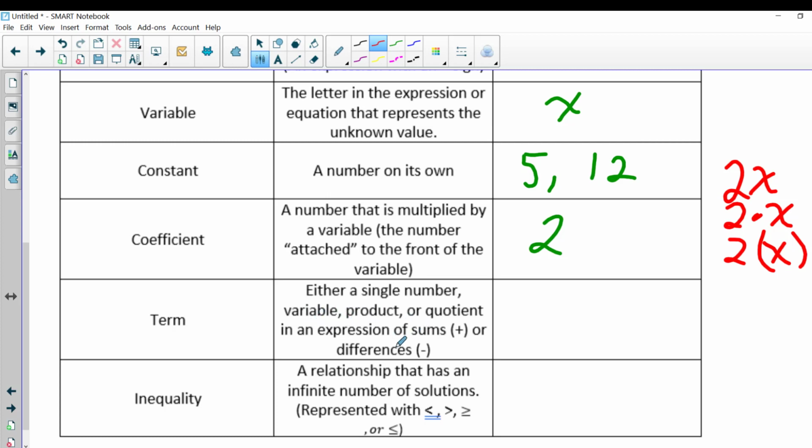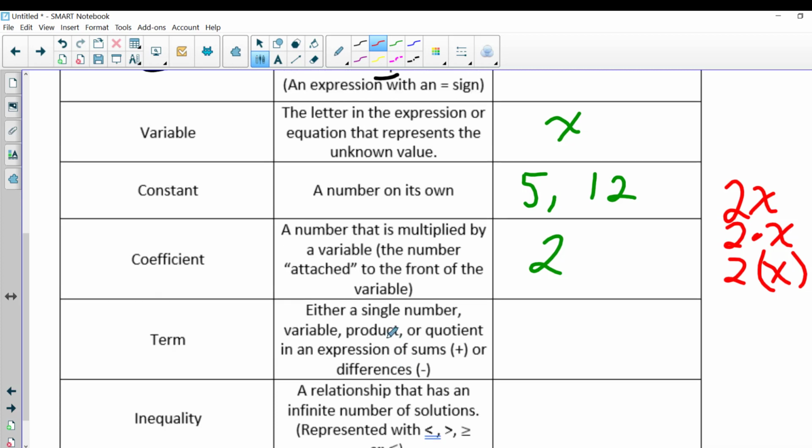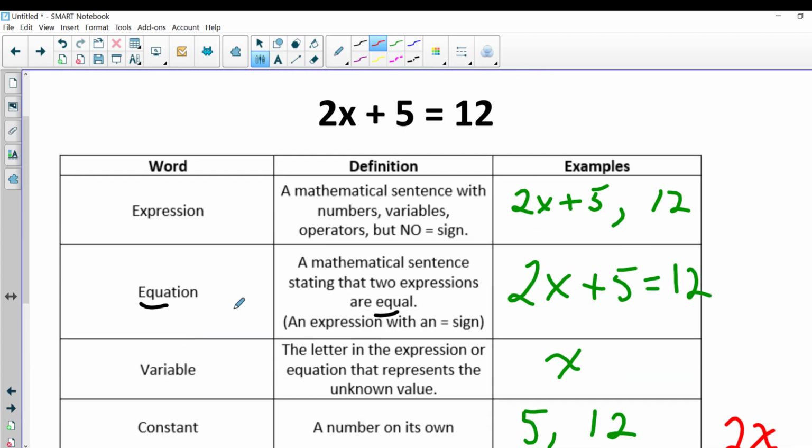So essentially, a term is a number or product or quotient that is separated by a plus or minus sign, or could be an equal sign. So let's take a look up here at our example. The terms in this equation are 2x. See how it's separated by the plus sign? So we have 5 and also 12. This has 3 terms in this equation.